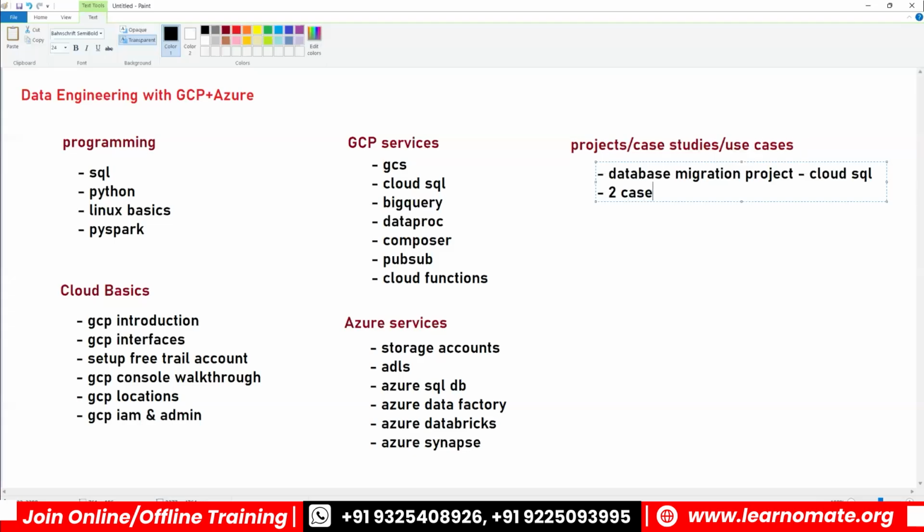Two case studies in BigQuery. One is Spotify, a very, very important case study, which we are going to see with medallion architecture. With the medallion architecture, we are going to see the two case studies in BigQuery. And one more thing, in Dataproc, we are going to have three case studies in Dataproc.